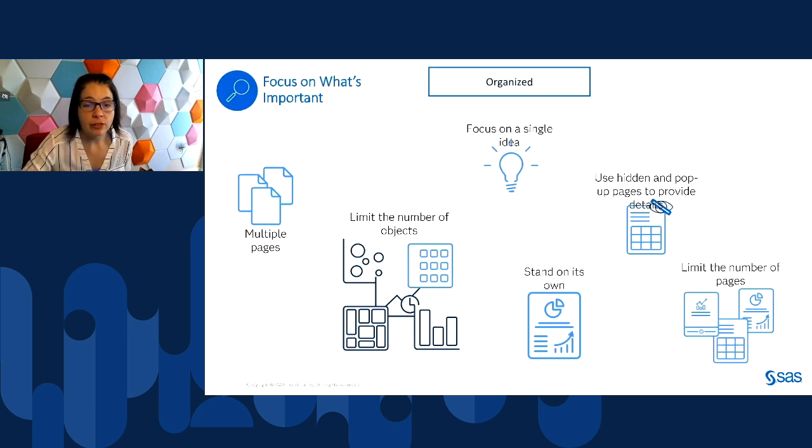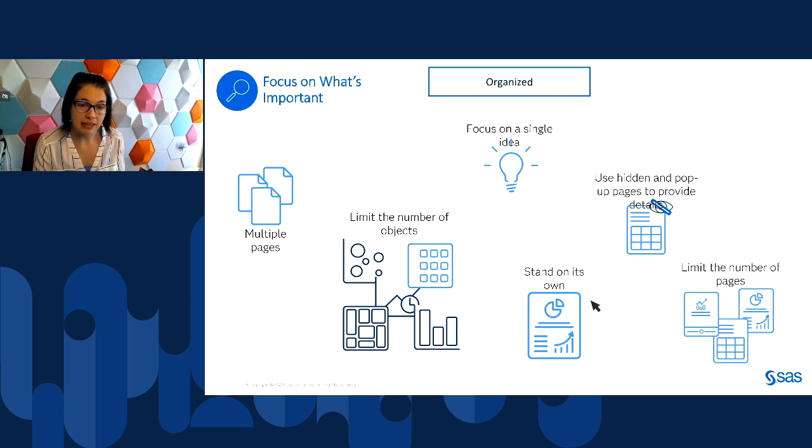We can make sure our report is organized by using multiple pages. Again, each page would tell a part of our data story. It's important to limit the number of objects on each page. Typically, we say 4 to 6 objects per page, and each page should focus on a single idea. So this is really where your data story comes in handy. It can help you determine what objects to display on each page and what pages you need to convey your message. In addition, each page should stand on its own.